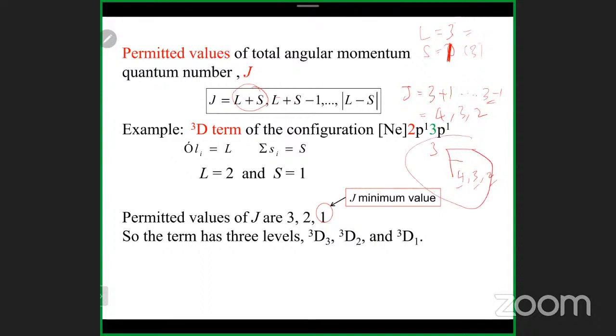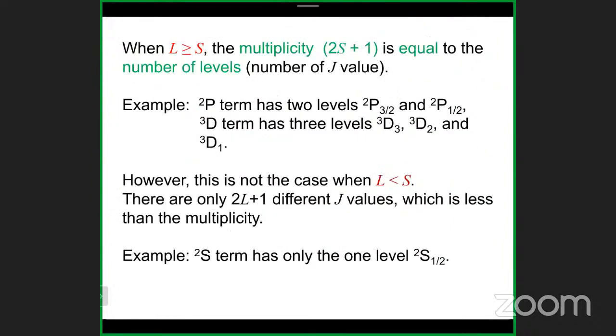Okay, so you get these terms. In this case, a 3D term has a configuration of 2p1, 3p1. So you have to add the L and the S. L equals 2, S equals 1, so 2 plus 1 until 2 minus 1. So the values of J are 3, 2, 1. The permitted values of J are 3 to 1. And the terms that arise are 3D3, 3D2, and 3D1. Okay. Not very difficult.